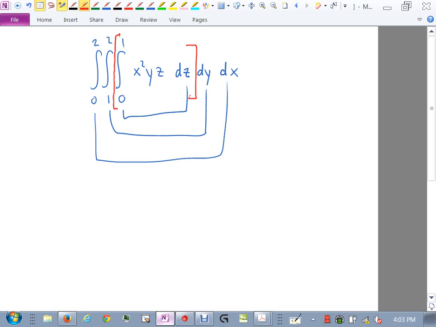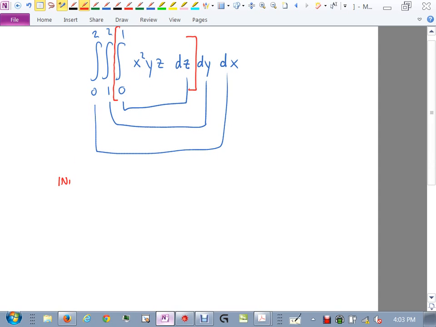Like x squared y is a constant, z is your variable. Integrate that and then replace. So I'd like to work through that. Let me do it that other way that was suggested. Why don't we do the inner integral first? Okay, the inner integral is the integral from 0 to 1 of x squared yz dz.